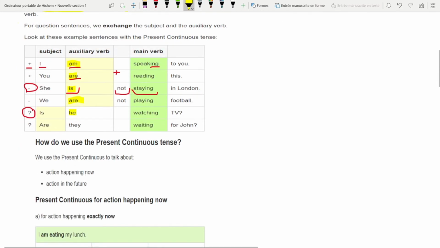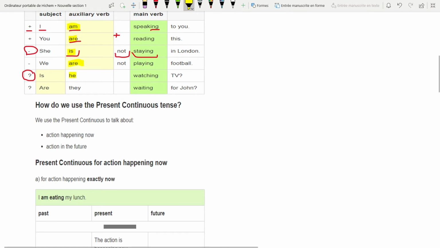Now, how do we use the present continuous tense? Okay, so we use the present continuous tense to talk about an action that is happening right now or an action that is going to happen in the near future, right? So the present continuous for action that happens right now, or that is happening right now, okay?